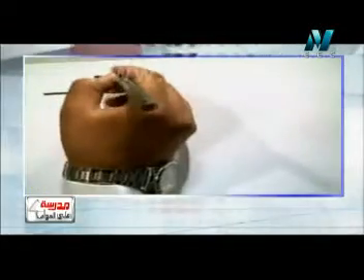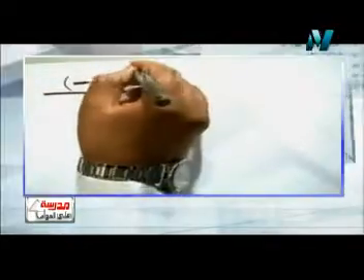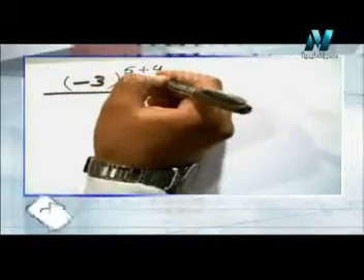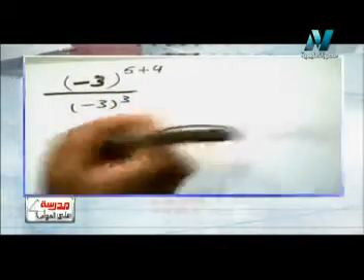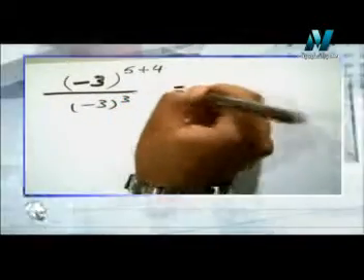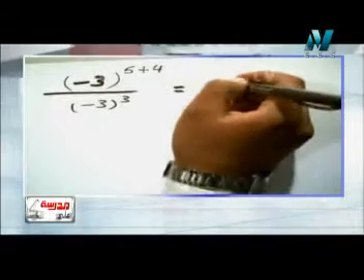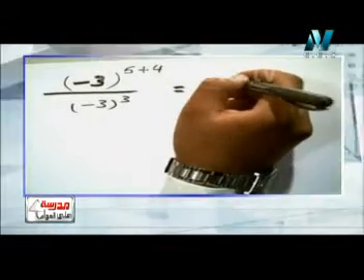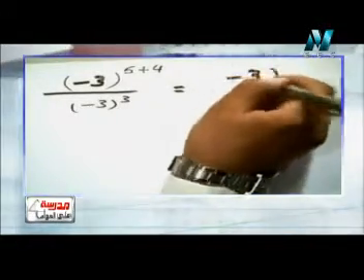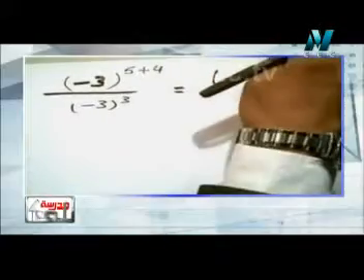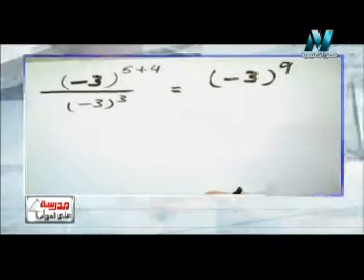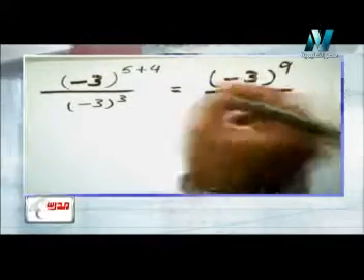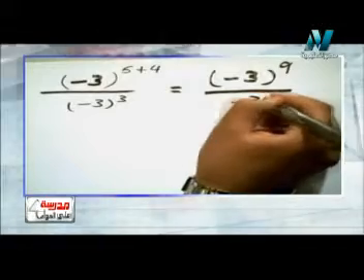Negative 3 to the power 5 plus 4 over negative 3 to the power 3. 5 plus 4 equals 9. Then negative 3 to the power 9 over negative 3 to the power 3.